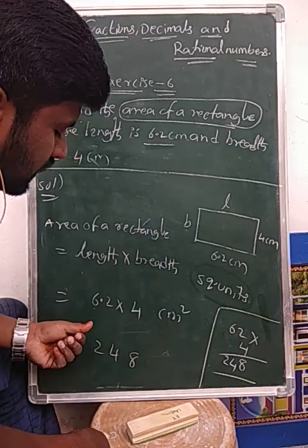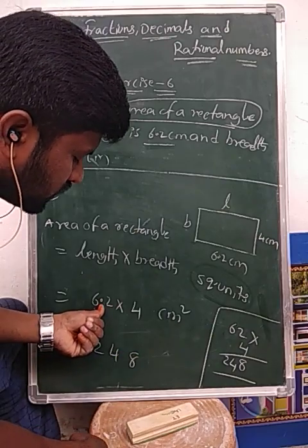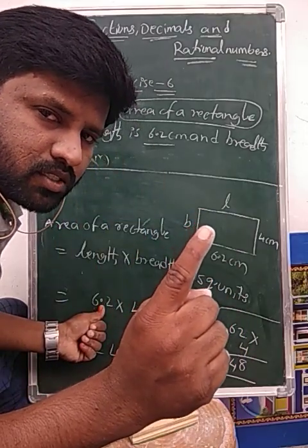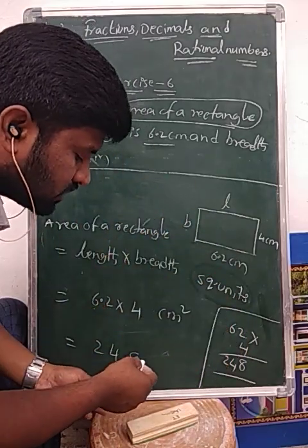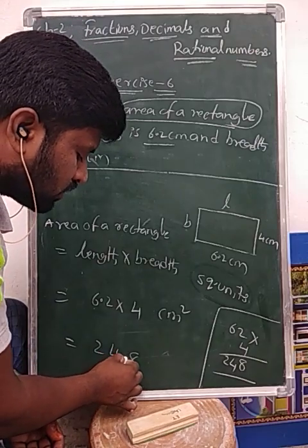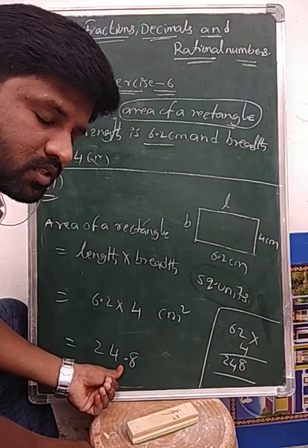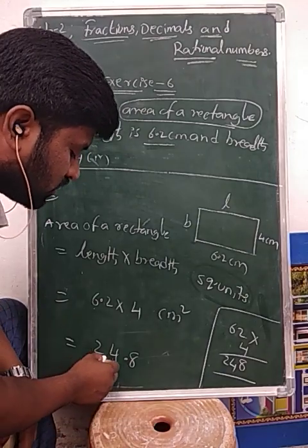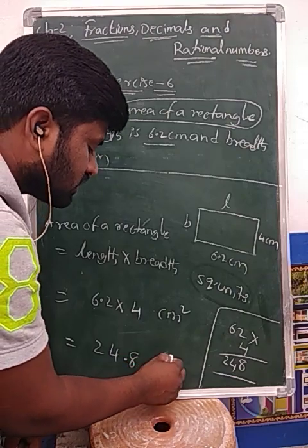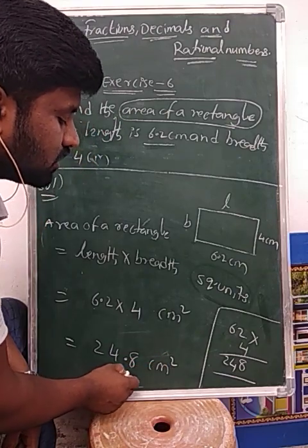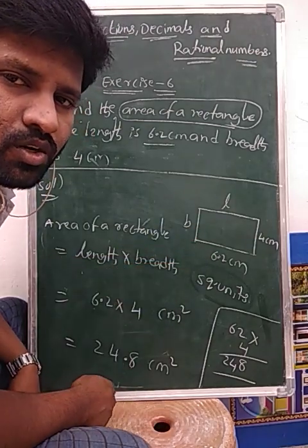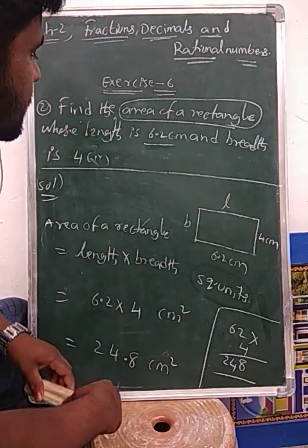248. But in the decimal number 6.2, how many digits are there after the point? One digit in the decimal place. That's why in the result also, from right to left, we count one number and keep a point. Is it clear? That is 24.8 square centimeters. So this is the area of a rectangle with the given measurements. Now see the next one.